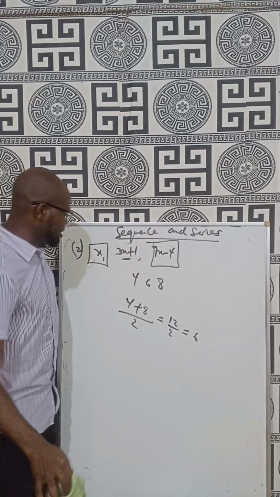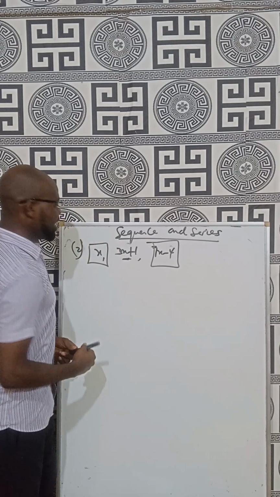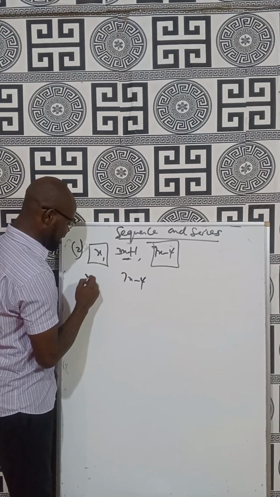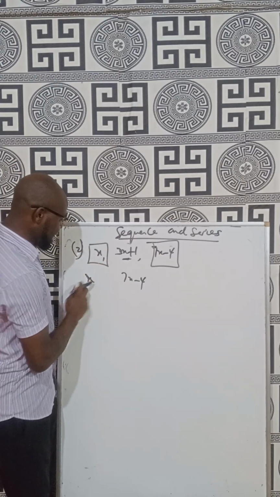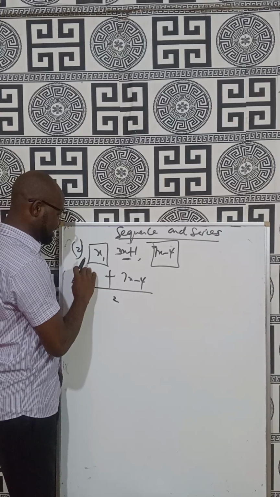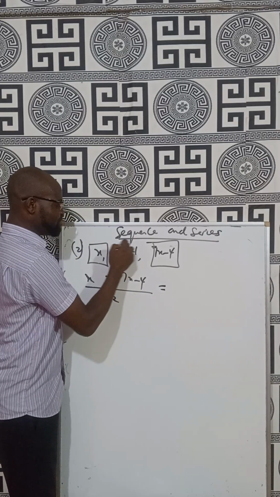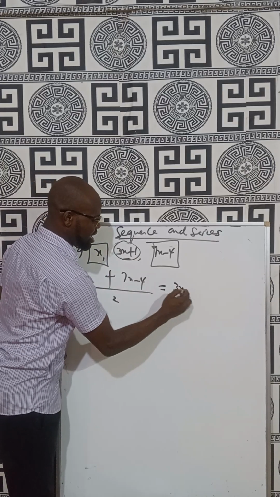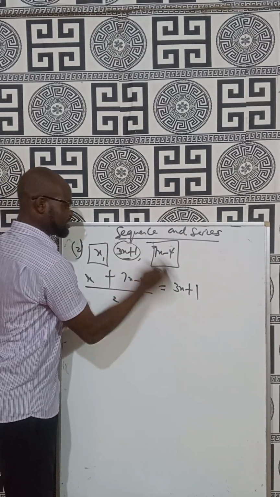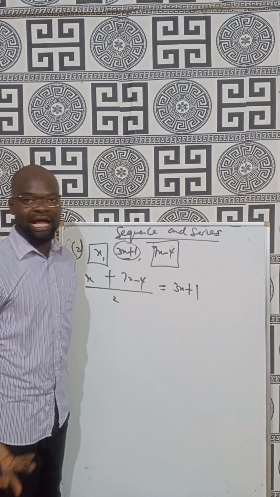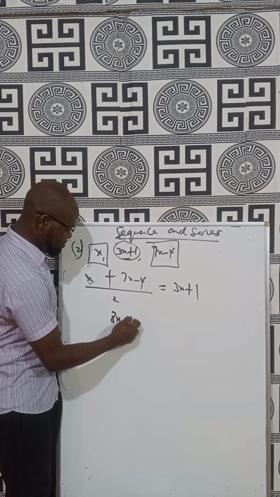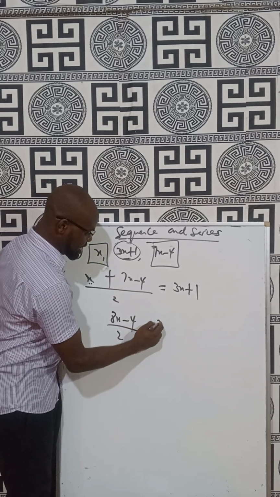So let me use those two methods and let's see what we have. For the arithmetic mean of x and 7x minus 4, I add them together, x plus 7x minus 4, all over 2. My answer must be what we have in the middle, which is 3x plus 1. So adding this and this, divided by 2, must give me this. I'll just solve the equation. x plus 7x is 8x minus 4, all over 2, equals 3x plus 1.